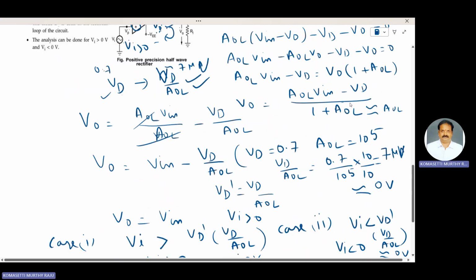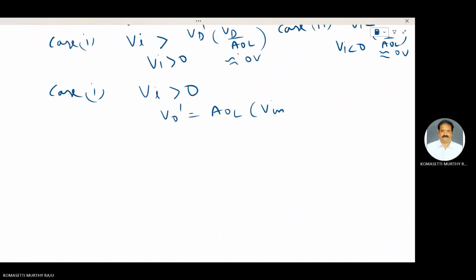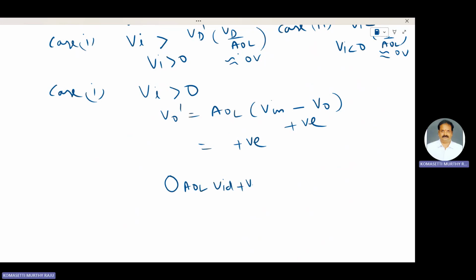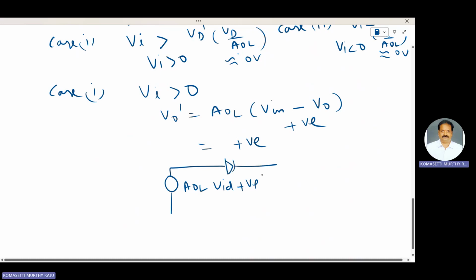Therefore, this circuit is changed for case 1, VA is greater than 0. V naught dash is equal to AOL into (Vin minus V naught). VA is greater than 0 means this one is positive, so V naught dash is also positive. This one is connected to diode D. V naught dash is equal to AOL into VID, positive. The diode is in conducting mode, acts as a closed switch.